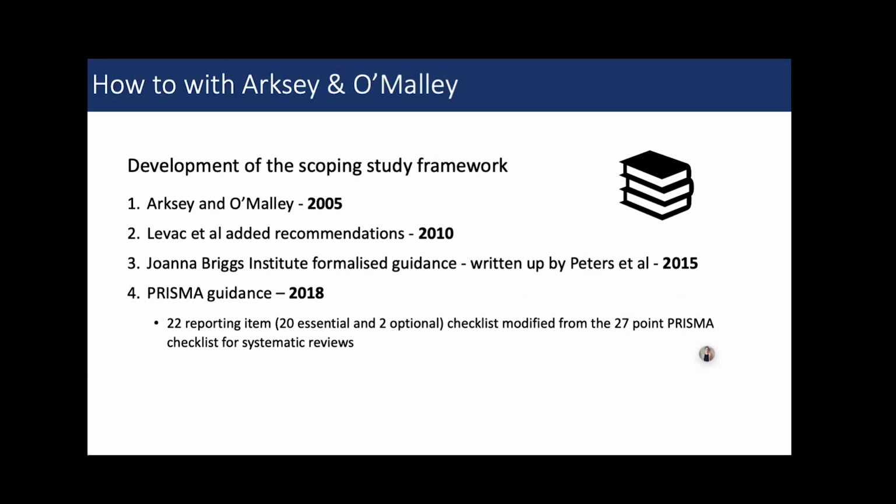So how do you do a scoping study? Arksey and O'Malley came out with 6 steps in 2005 to try and guide the process, and these were added to with some nuance and some recommendations in 2010, and formal guidance was written up in 2015, with PRISMA guidance for reporting that in 2018, which was really an adaptation of the systematic review checklist.